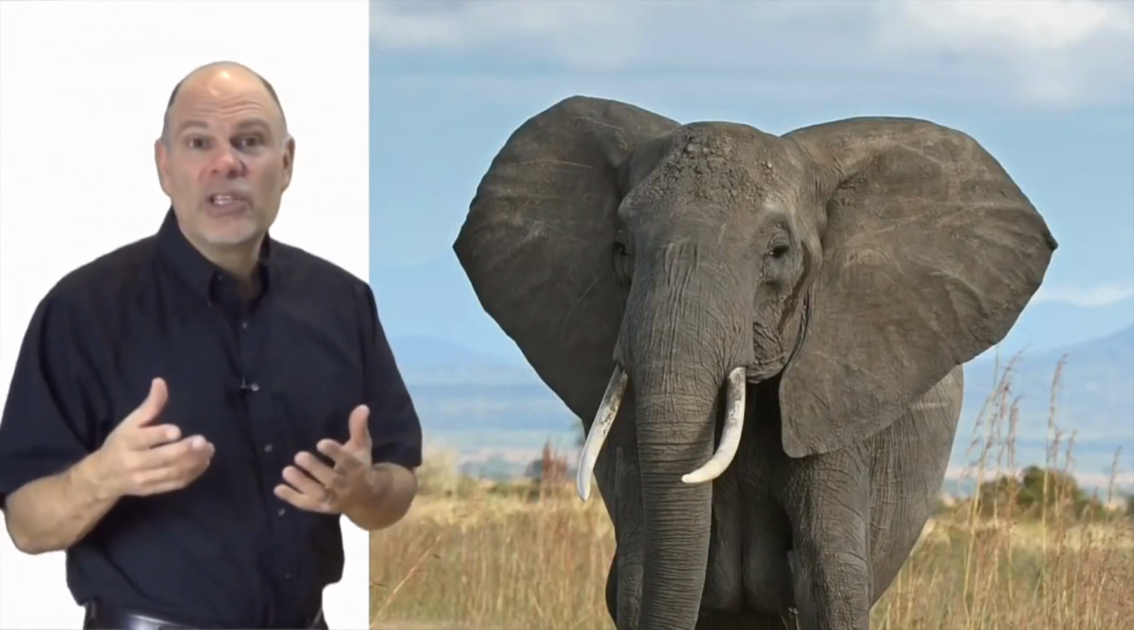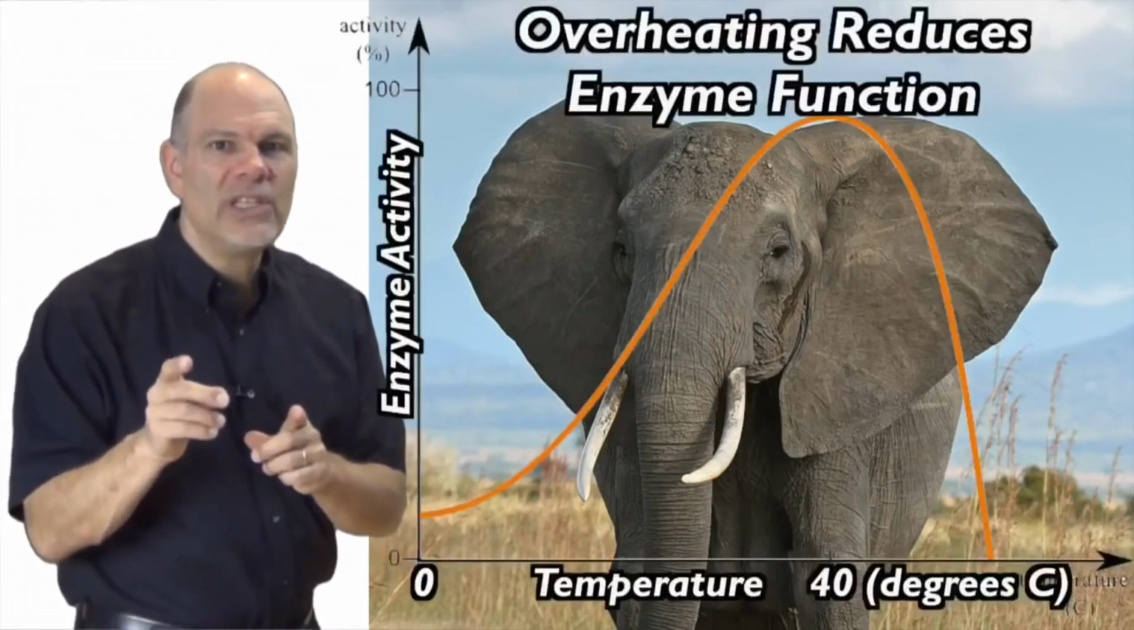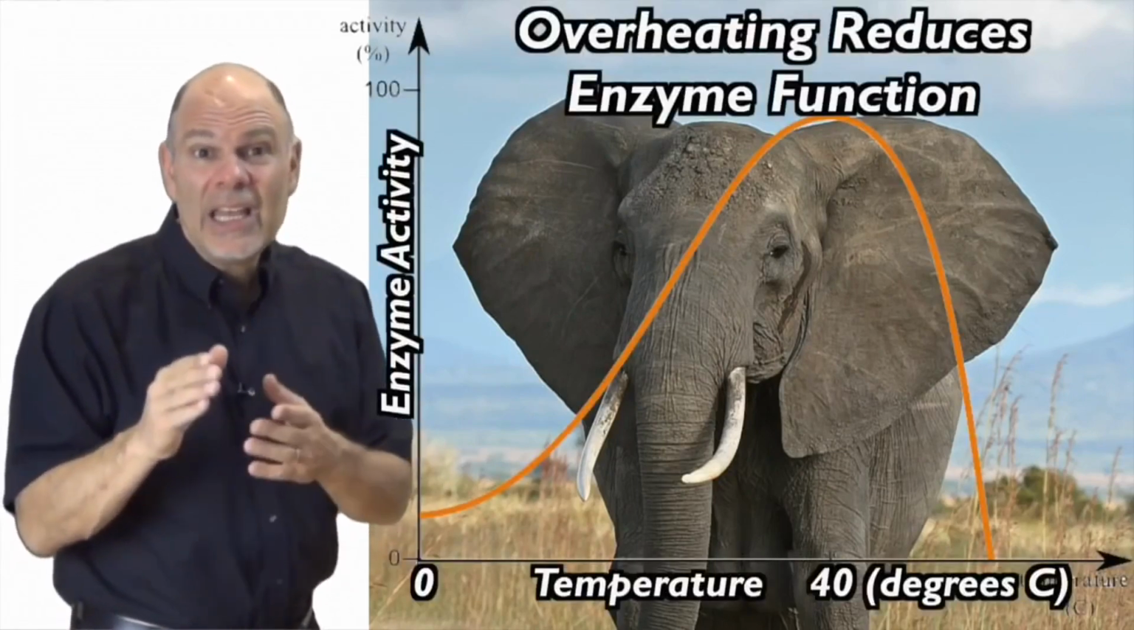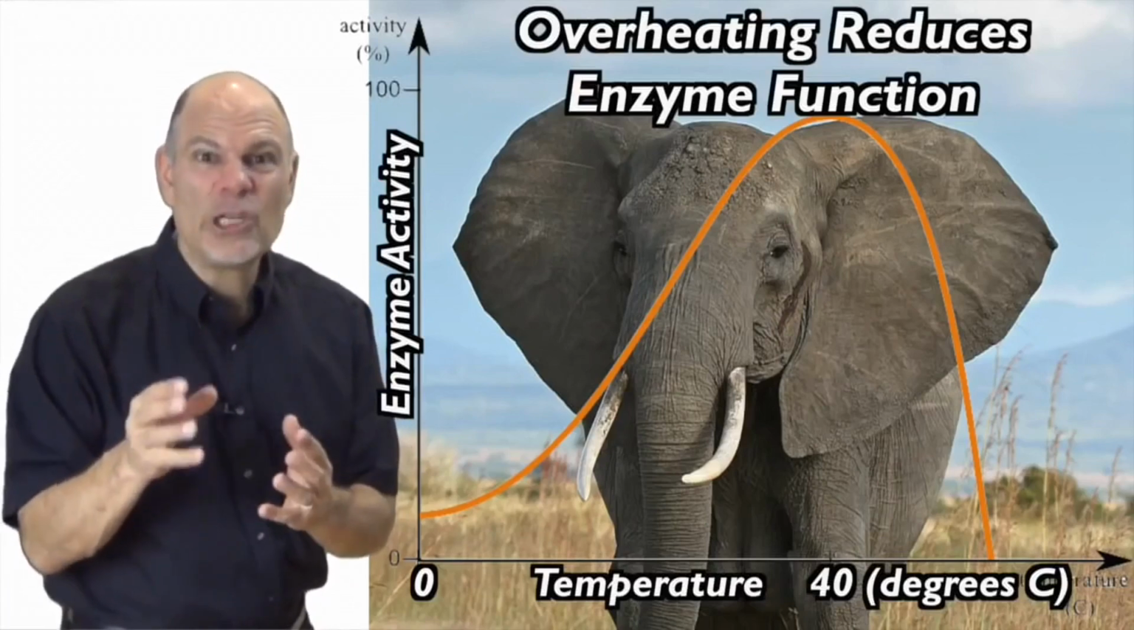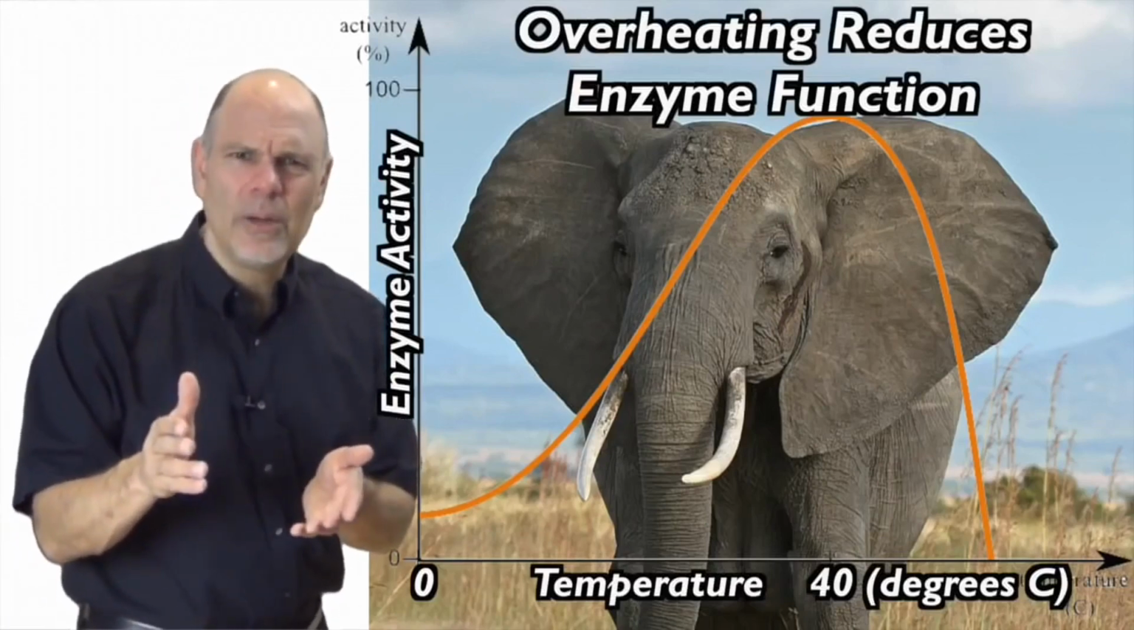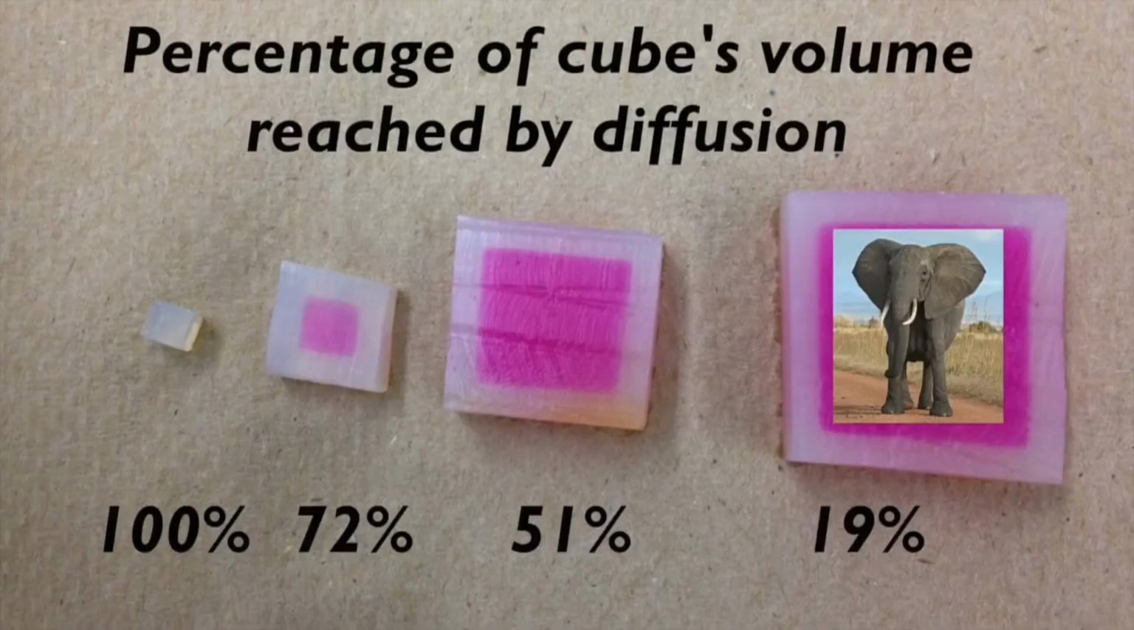We mammals like our cells to be warm, but too warm is dangerous because excessive heat can reduce enzyme function by denaturing enzymes. That can kill you. Because elephants are big, their bodies have very little surface area relative to their enormous volume. And this makes it very difficult for heat to diffuse out of the elephant's body.